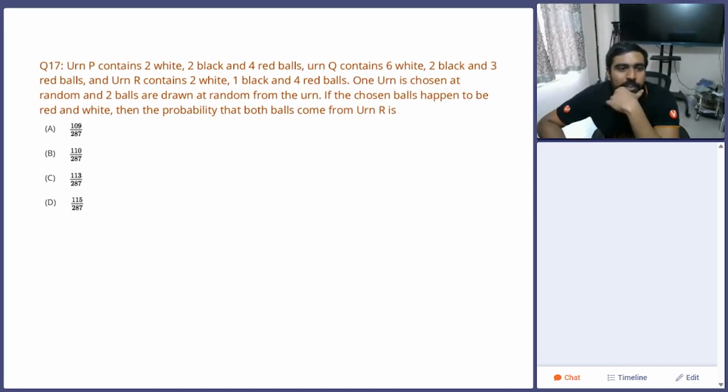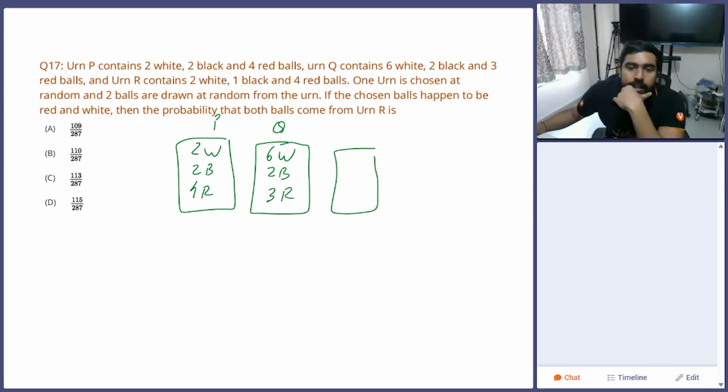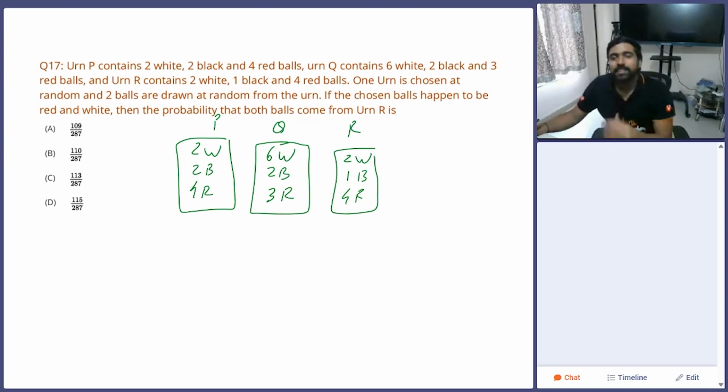Okay, we have a probability question. What has been informed? You have an urn P. It contains 2 white, 2 black, 4 red. Urn Q, which contains 6 white, 2 black, 3 red, and urn R, which contains 2 white, 1 black, 4 red. One urn is chosen at random and 2 balls are drawn at random, and both the 2 balls happen to be 1 red and 1 white. What is the probability both balls came from urn R?